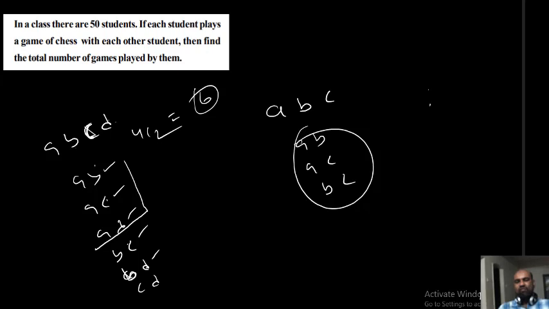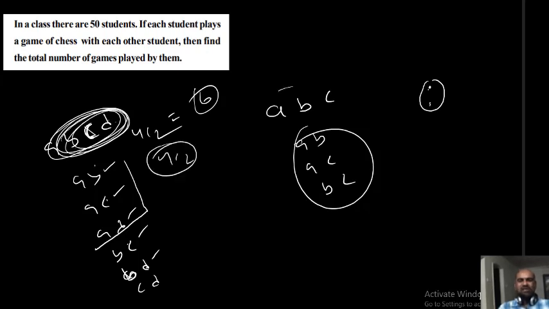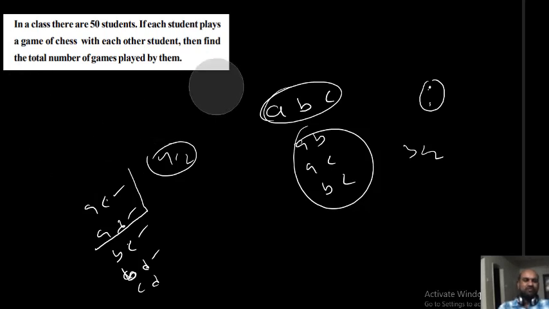So what is the meaning of that? Chess means only 2 persons can play the game. Here there are 6 games, and with 3 persons there are 3 games. What is the meaning of that? Selecting 2 from 4, that is 4C2 games. Selecting 2 from 3 is 3C2 games. Like that.